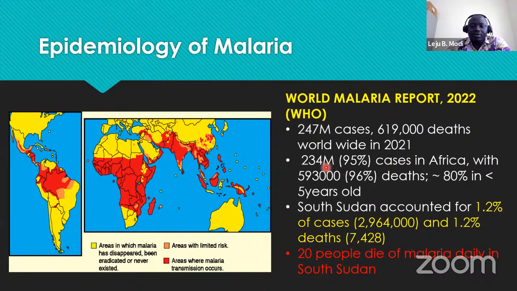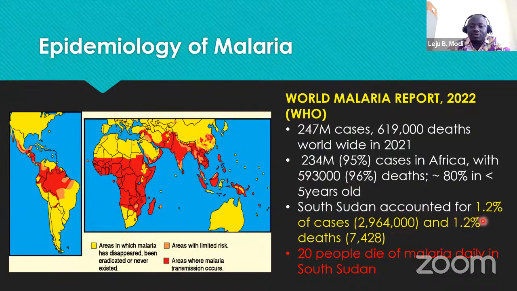In Africa, out of 247 million across the world, 234 million, that's 95% of cases, actually happened in these parts of Africa here. So we contribute 95% of cases of malaria in the world, right? With 593,000 deaths. This is 96% of the total deaths in the world from Africa, okay? And of this number, actually 80% of them were children of 5 years or less, okay? So we see that malaria kills a lot more under-5 children.